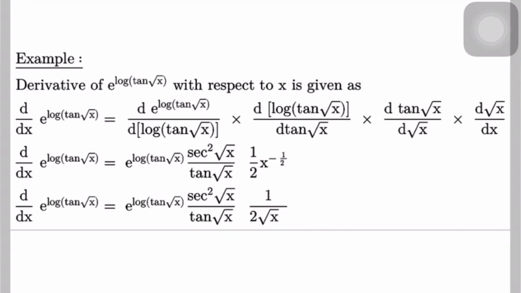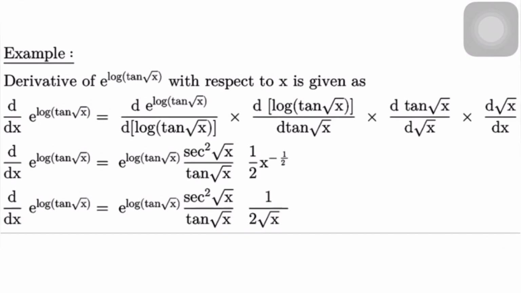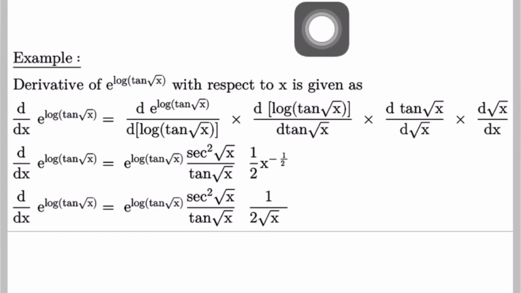I hope this concept is clear now. It will help you to find the derivative of any function by using the chain rule or power rule.